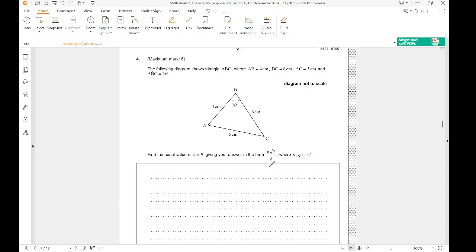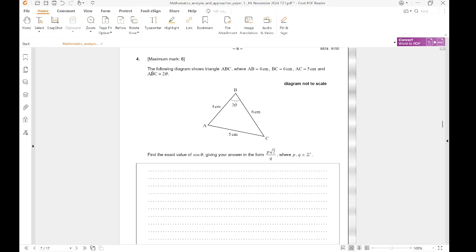Now let's move on to question number 4. So once again, I'm going to read it out, then pause the video and have a go at it. So the following diagram shows triangle ABC, where AB is equal to 4, BC is equal to 6, AC is equal to 5, and angle ABC is equal to 2 theta.